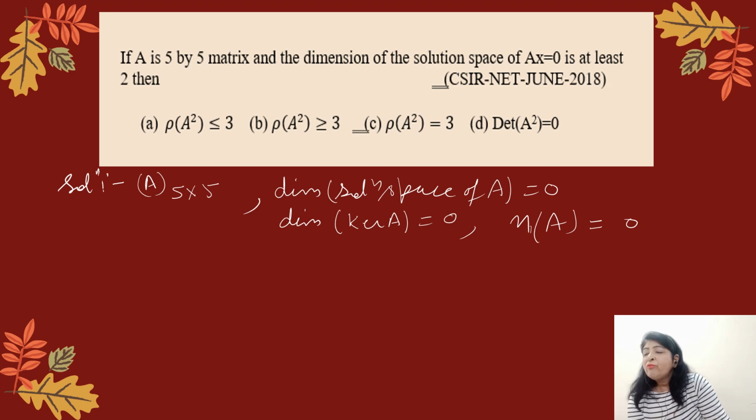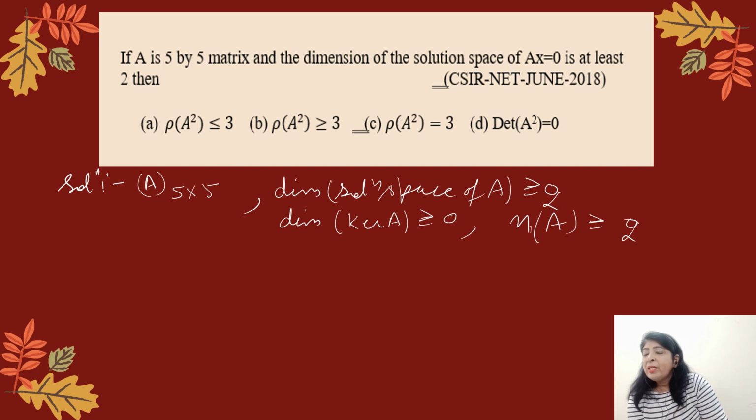Now what you have to prove? Nullity of A is at least 2. At least 2 means greater than or equal to 2. At least means 2 or more than 2. Greater than or equal to 2 means 2, 3, 4, 5. It can go up to 5.